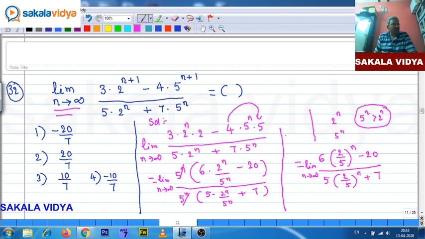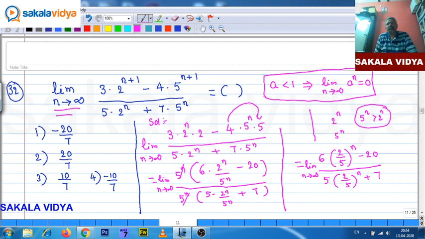I will explain one important condition. For example, if a is less than 1, then limit n tends to infinity of a to the power of n is equal to 0. This is a very, very important fact to be remembered. Here 2 by 5 is a proper fraction, that is, less than 1. So as n approaches infinity, (2 by 5) power n is equal to 0, so both terms become 0. We have 0 minus 20 by 0 plus 7, whose value is minus 20 by 7. So the first option is the right option.